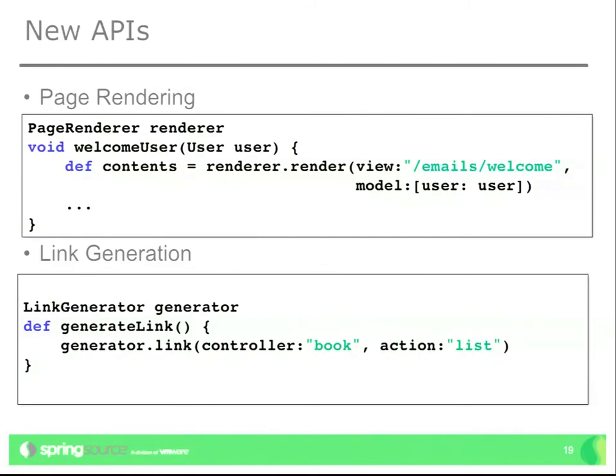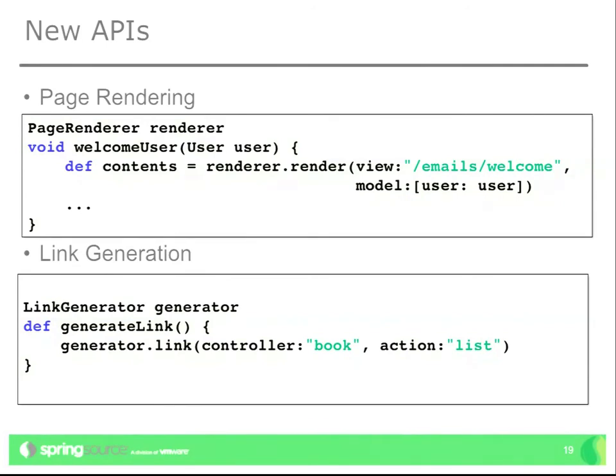We've provided some new APIs at the web layer to do things like allow you to render a view. But instead of rendering a view and making the result of that rendering part of the response, we'll just return that string to you, and you can do whatever you want to do with that string. So for example, the code at the top here is calling renderer.render and specifying what view we want to render. So it's a view called /email/welcome, and we're passing a model into that view.